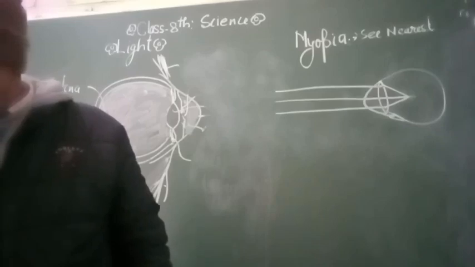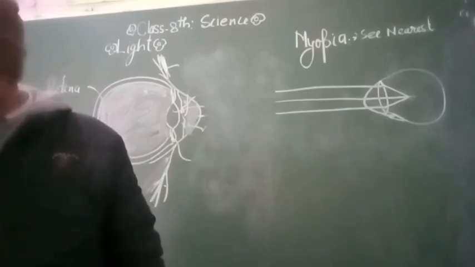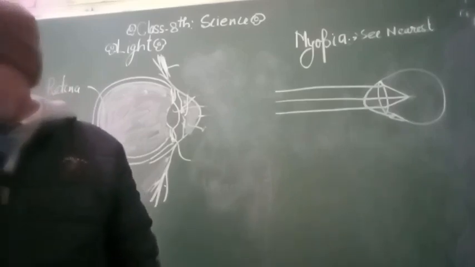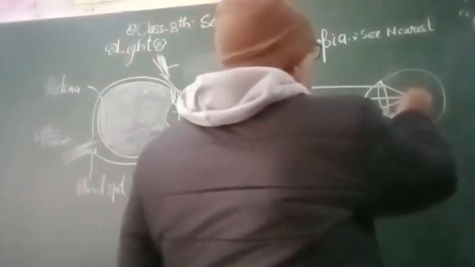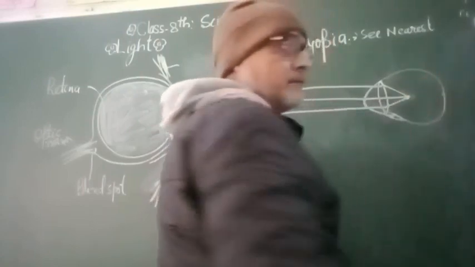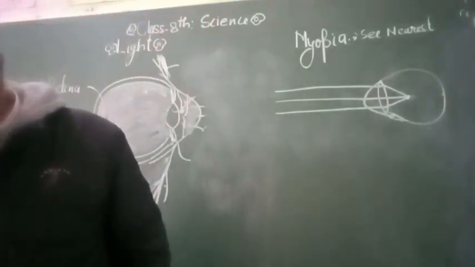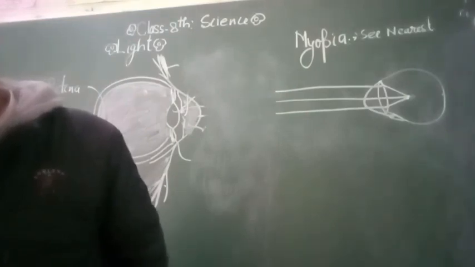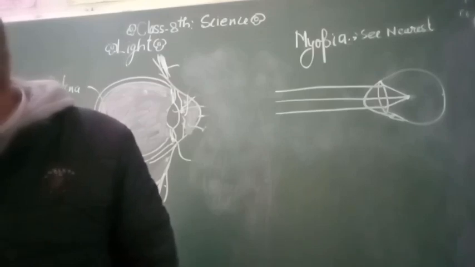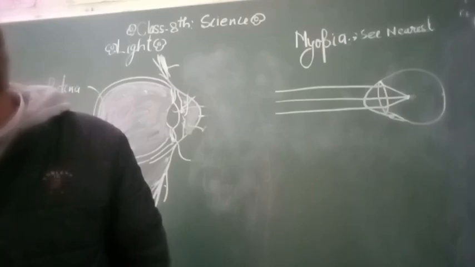The image will be formed, but not at the retina. The image will be formed at this place. This is the image formation place. Why does the image have to be formed at this place? So how does it get corrected? It gets corrected by the far point and near point. Far point of a myopic eye, and correction. So how does it get corrected?